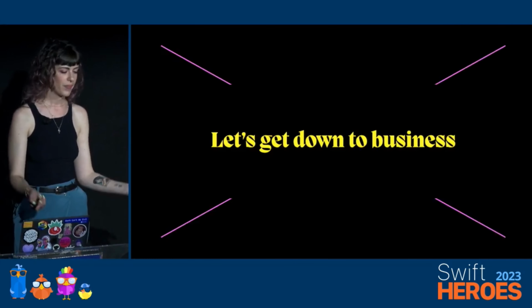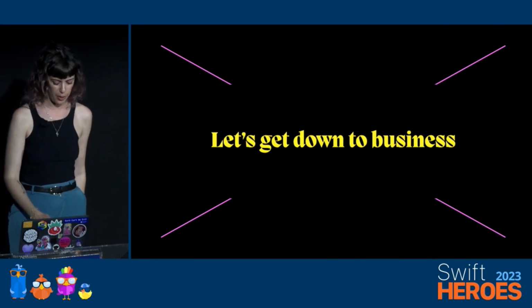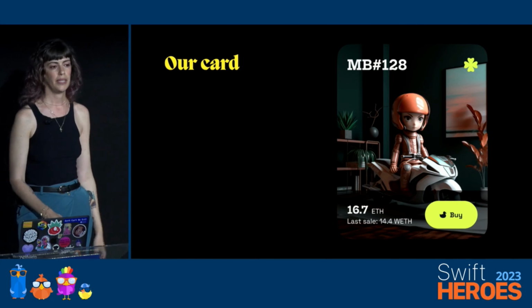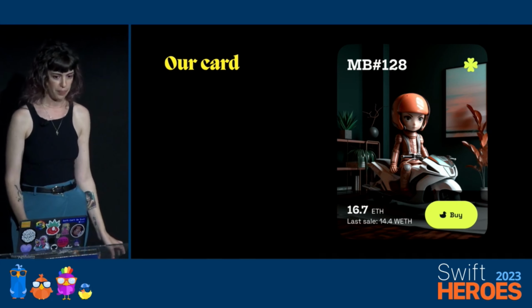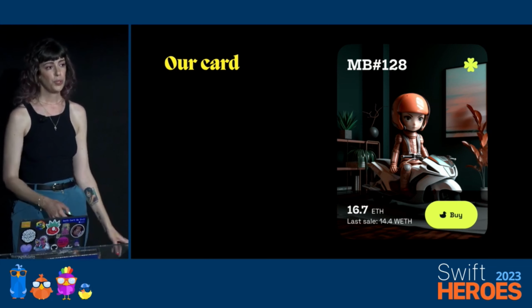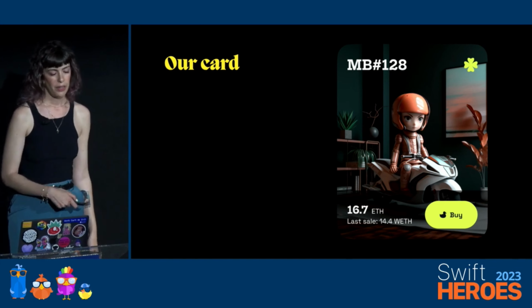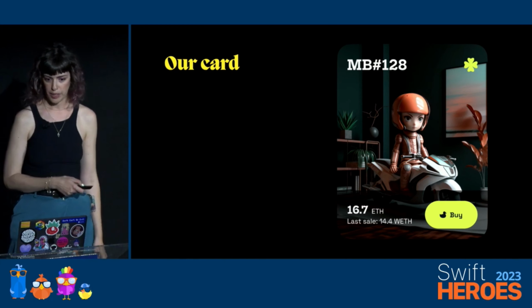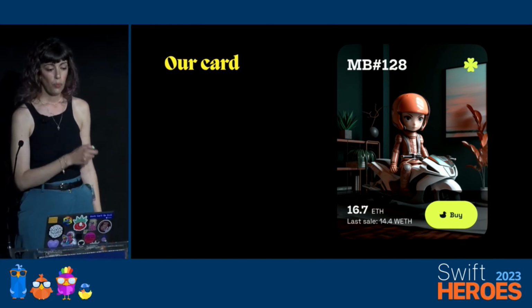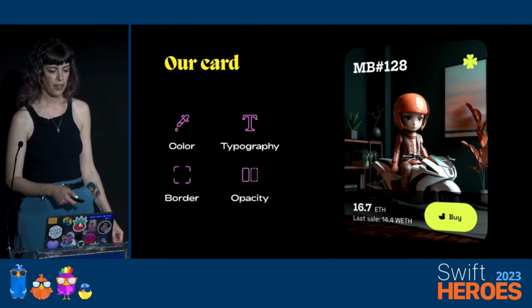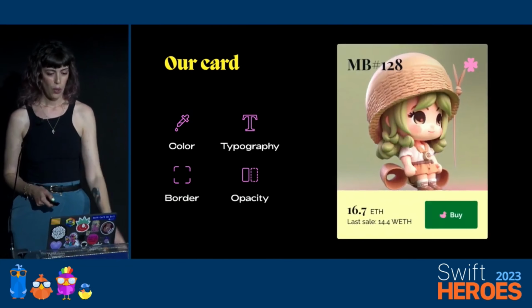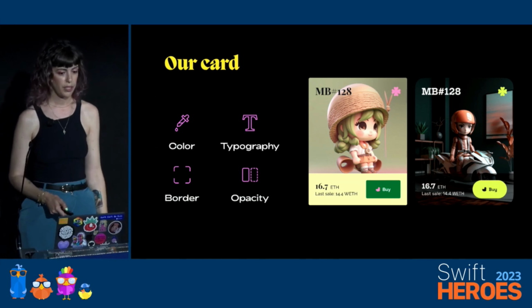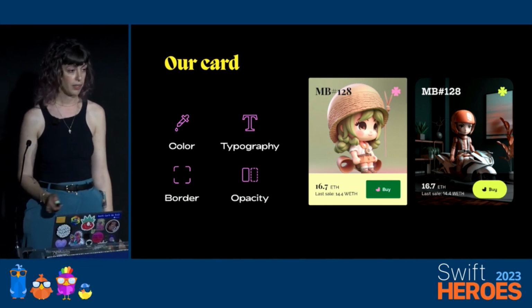Now, let's get down to the more practical part. For the purpose of this demonstration, we've created a simple NFT card. We used 4 tokens for this card: corner radius, typography, color, and opacity. We will show you now how, by modifying only these 4 tokens, we can apply a totally different theme to the card with low effort and ensuring consistency between design and development.